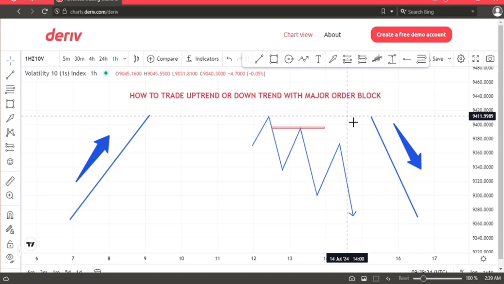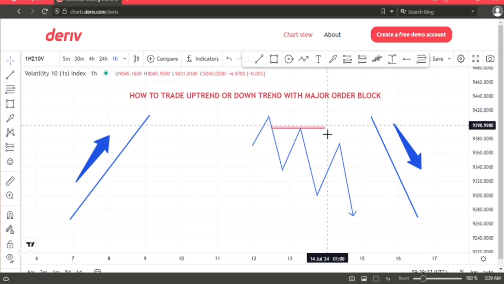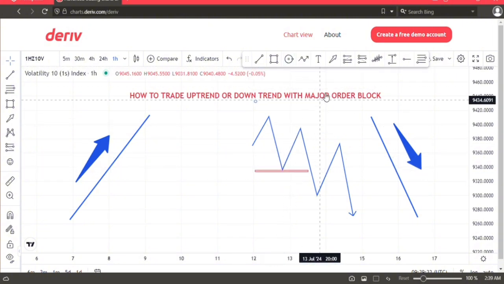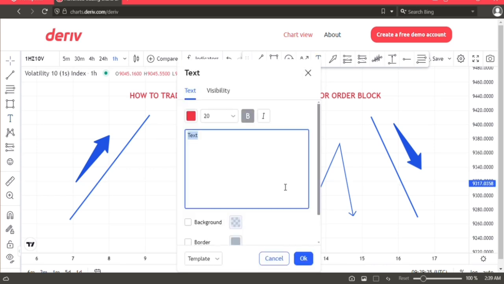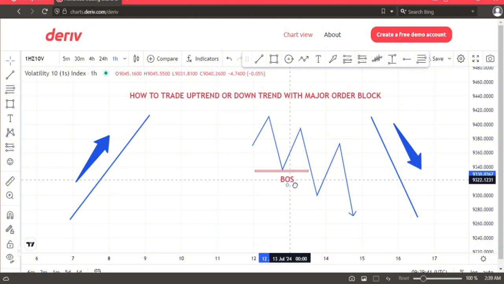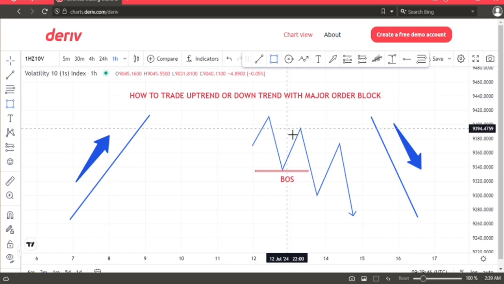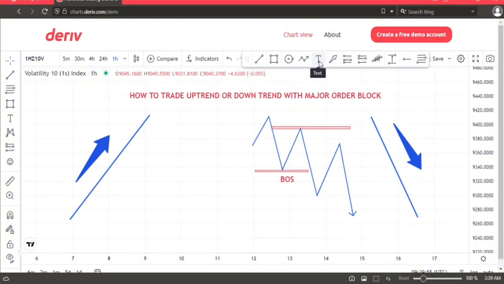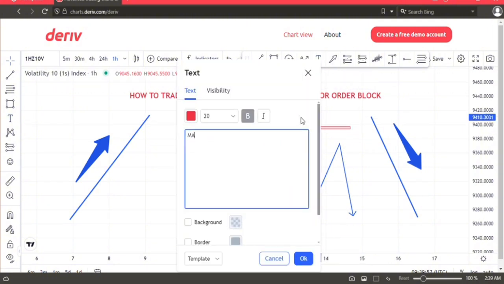So let's get started. Here we have a break of structure right here, which creates our BOS. After we have marked our break of structure, we need to mark our lower high. This is our major lower high. These are major lower highs right here.